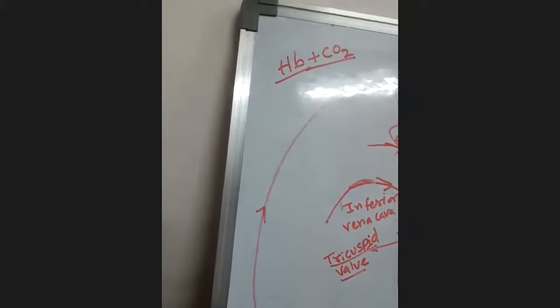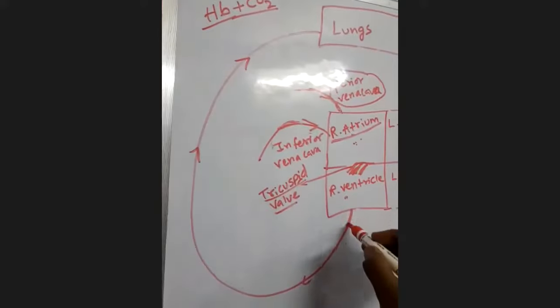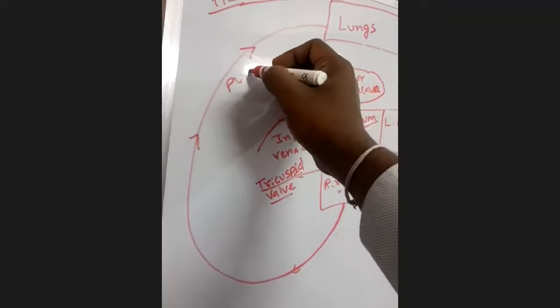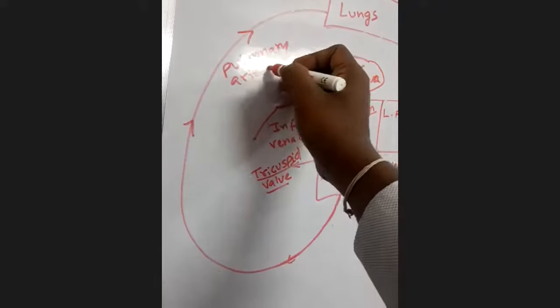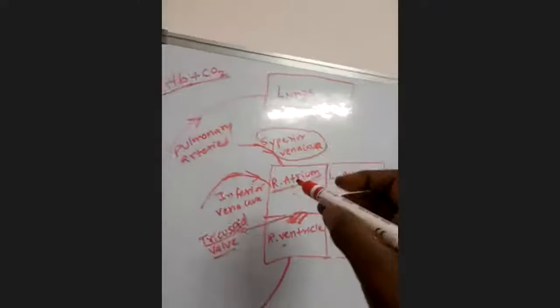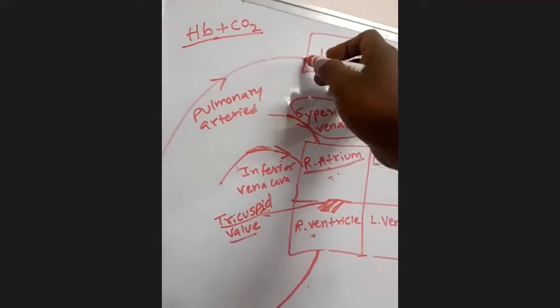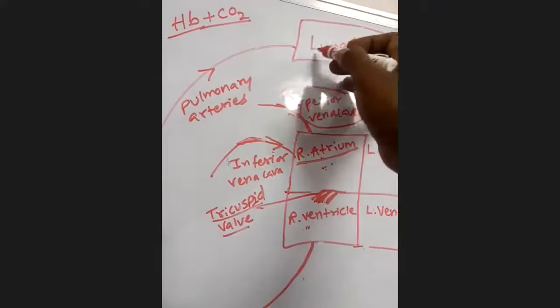Carbaminohemoglobin. Then this goes through the pulmonary veins. What is this? Pulmonary arteries. So through these pulmonary arteries, the impure or deoxygenated blood reaches the lungs, and there the exchange of gases happens.